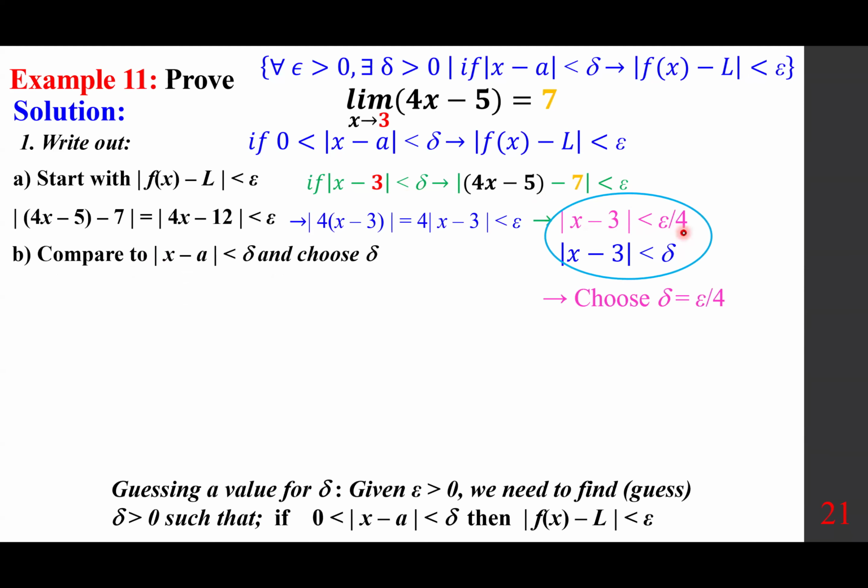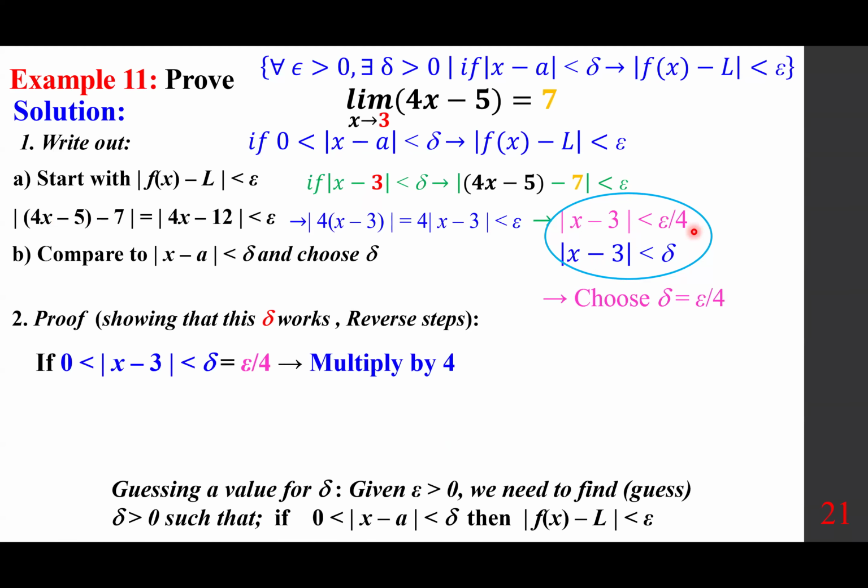That's the idea. So a quick recap. You start with the second part, and you work it out such that you get the first part, and that gives you a relationship between epsilon and delta. And now, a quick reverse process to show that this works. You start with this part, and you write both of them. Delta equals epsilon over 4. Clearly, we're going to multiply both sides by 4.